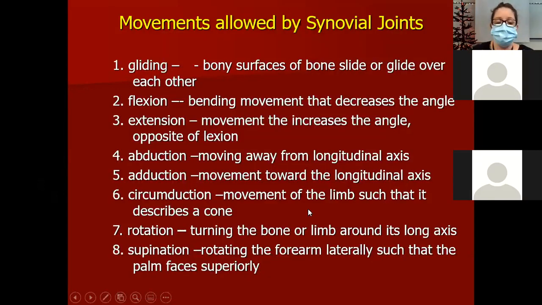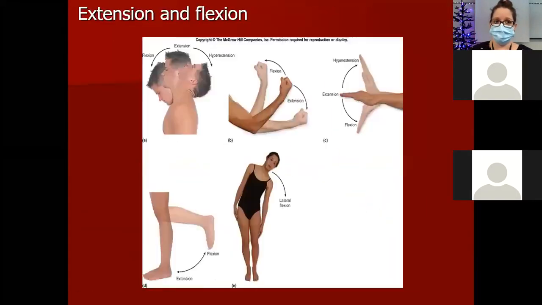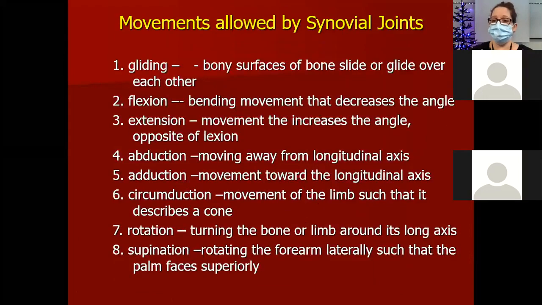And here are body movements, which I'm pretty sure you all already know from before, but they show up both in the video and in your quiz. So let's go through them real quick. Gliding. Being able to move your wrist like this. Your wrist bones are gliding over the ulna and the radius, and allowing this. We know that flexion is decreasing an angle. Therefore, extension is increasing an angle.